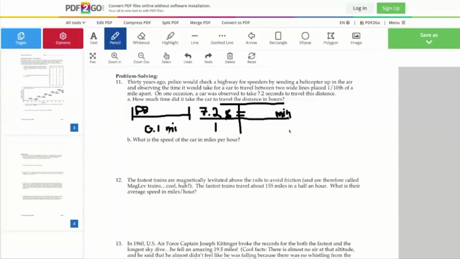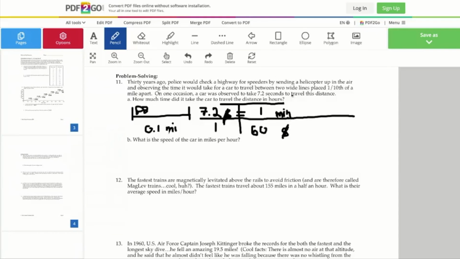And we want to put seconds at the bottom to get rid of that unit. So in 1 minute, how many seconds are there? 60. So we're canceling the units of seconds. So now we have 72 divided by 60 minutes.